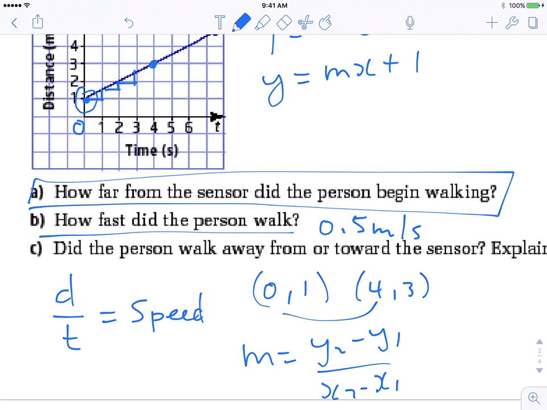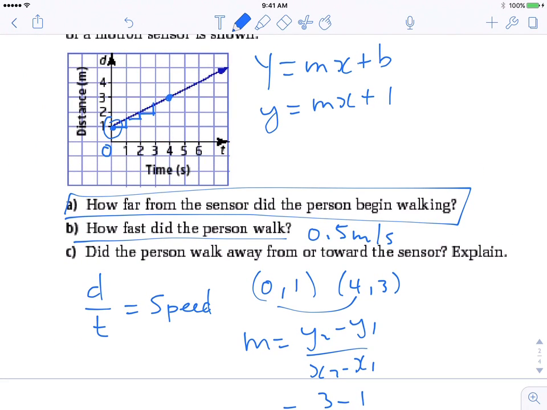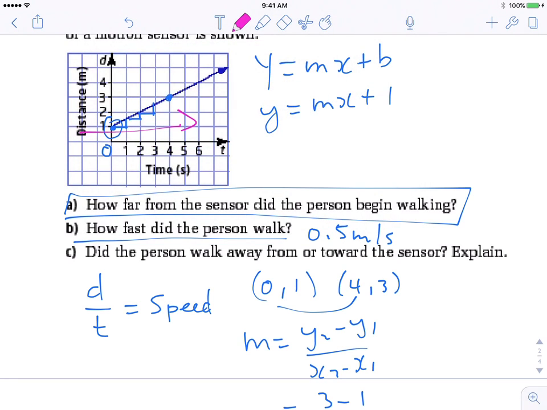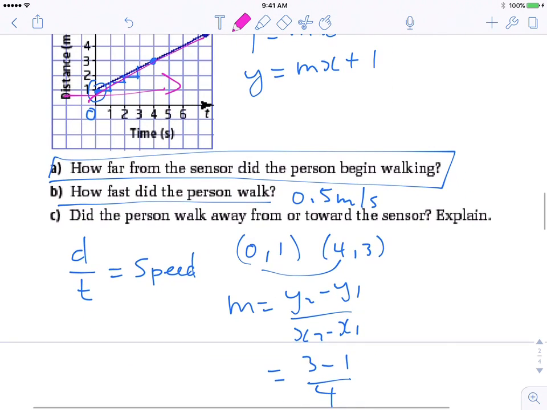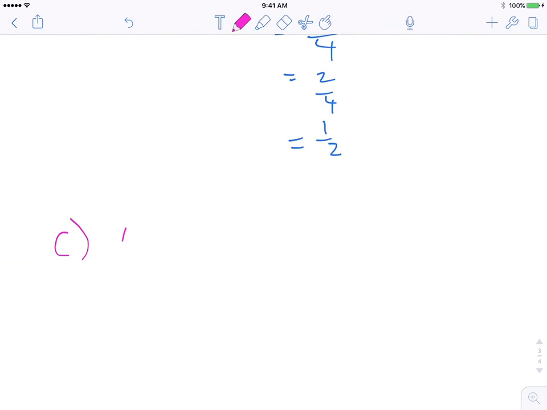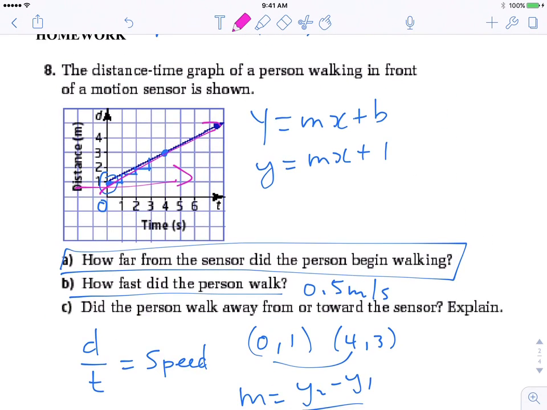Did the person walk away from or toward the sensor? Well, we can tell clearly the person is walking away from the sensor. As we read the graph left to right, the distance is increasing. So an explanation there would be as time increases, so does the distance, right? So for C, as time, there's my short form, increases, distance increases. So as they walk or as time passes, they are getting further away.